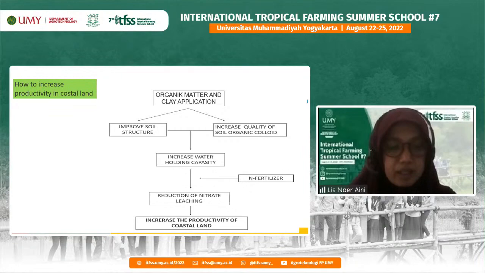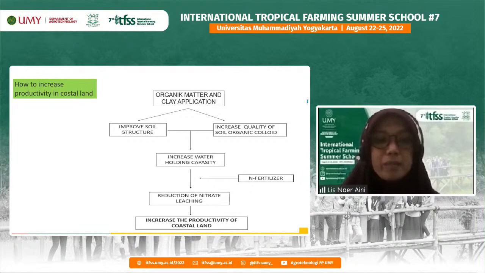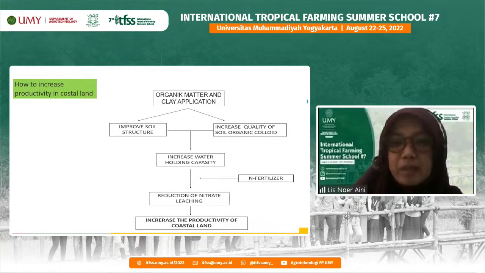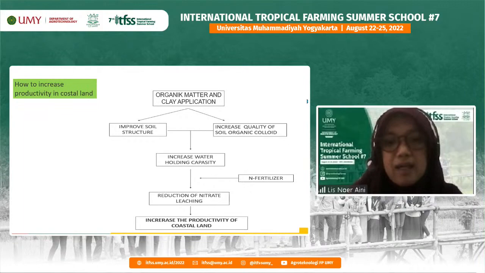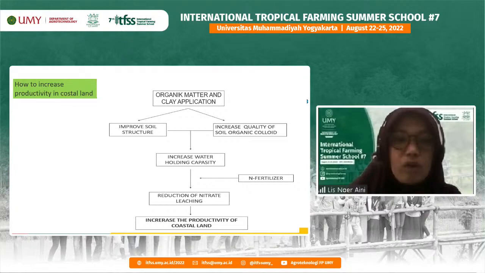In addition to clay for improving soil fertility, it also requires organic matter. We can take it from animal manure owned by farmers in the area. Animal manure, food waste, and plant waste can be composted to get a better quality organic fertilizer. The addition of clay and organic matter is key to reclamation of coastal sandy soil before the addition of other fertilizer such as nitrogen, phosphorus, and potassium.